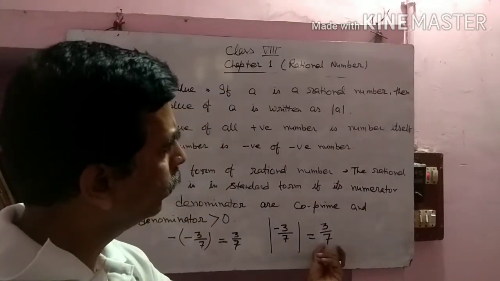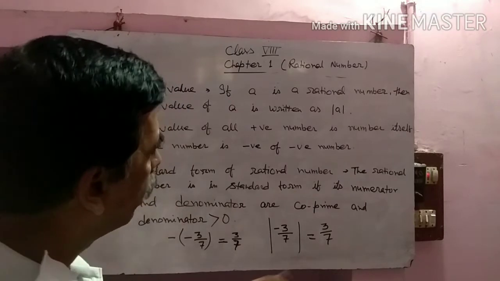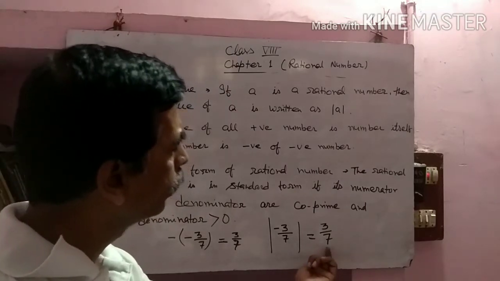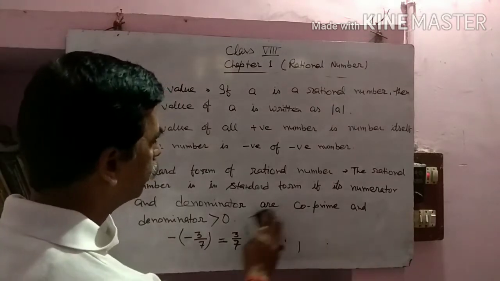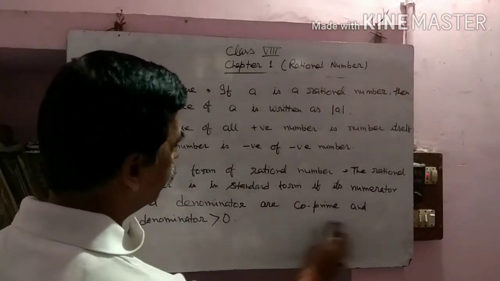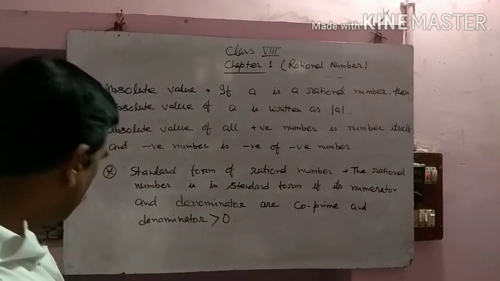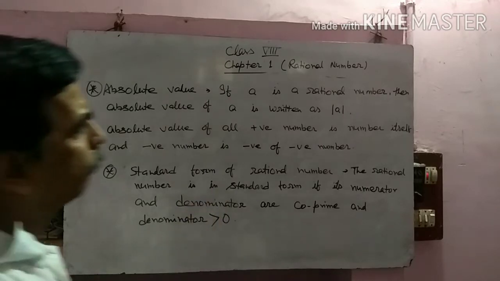Finally, you can say that for any number in modulus, the absolute value should be positive. Okay, so you can write that by pausing the screen. The next one is the standard form of a rational number.